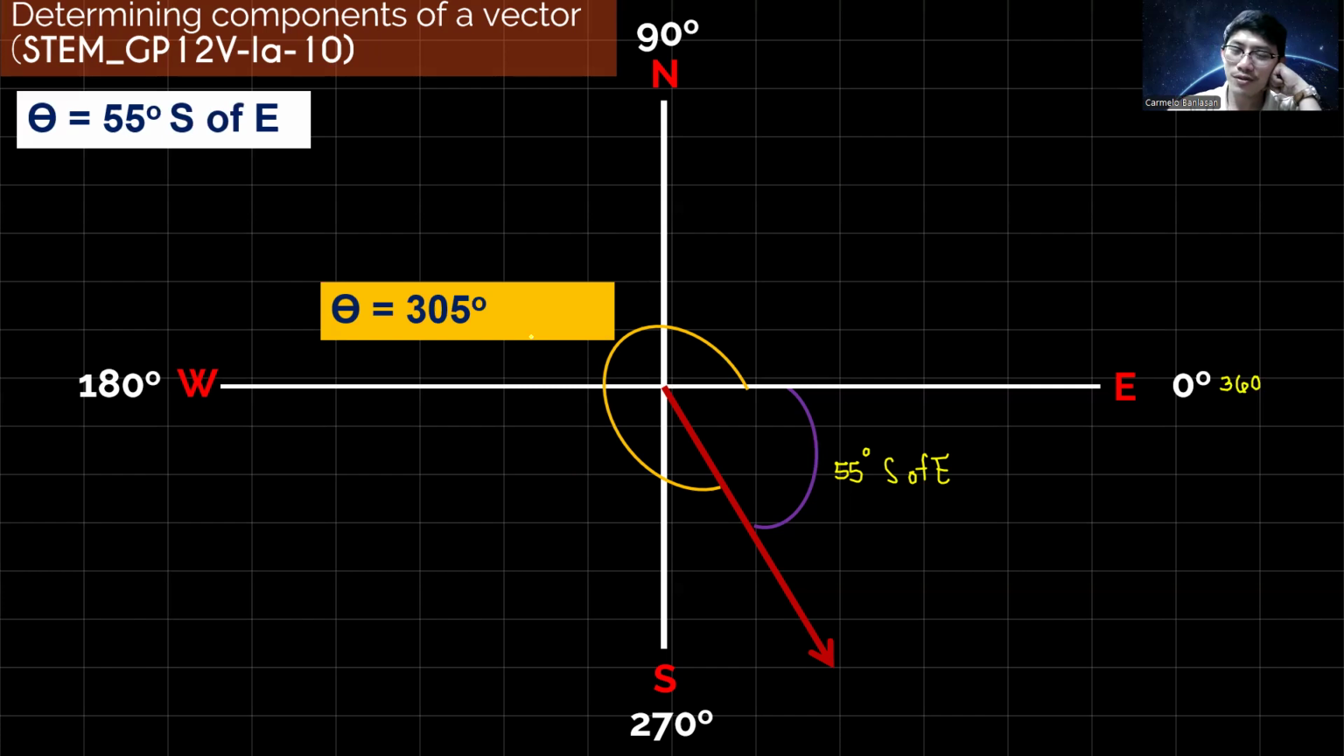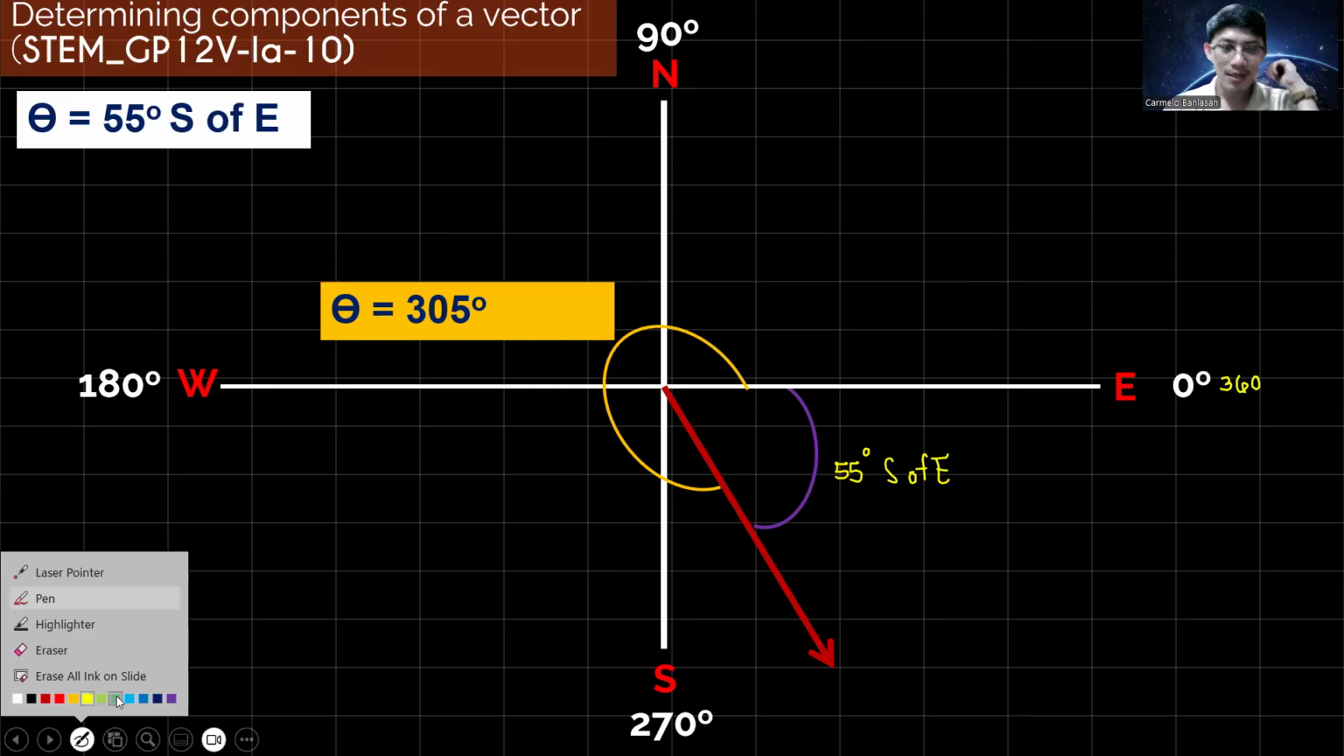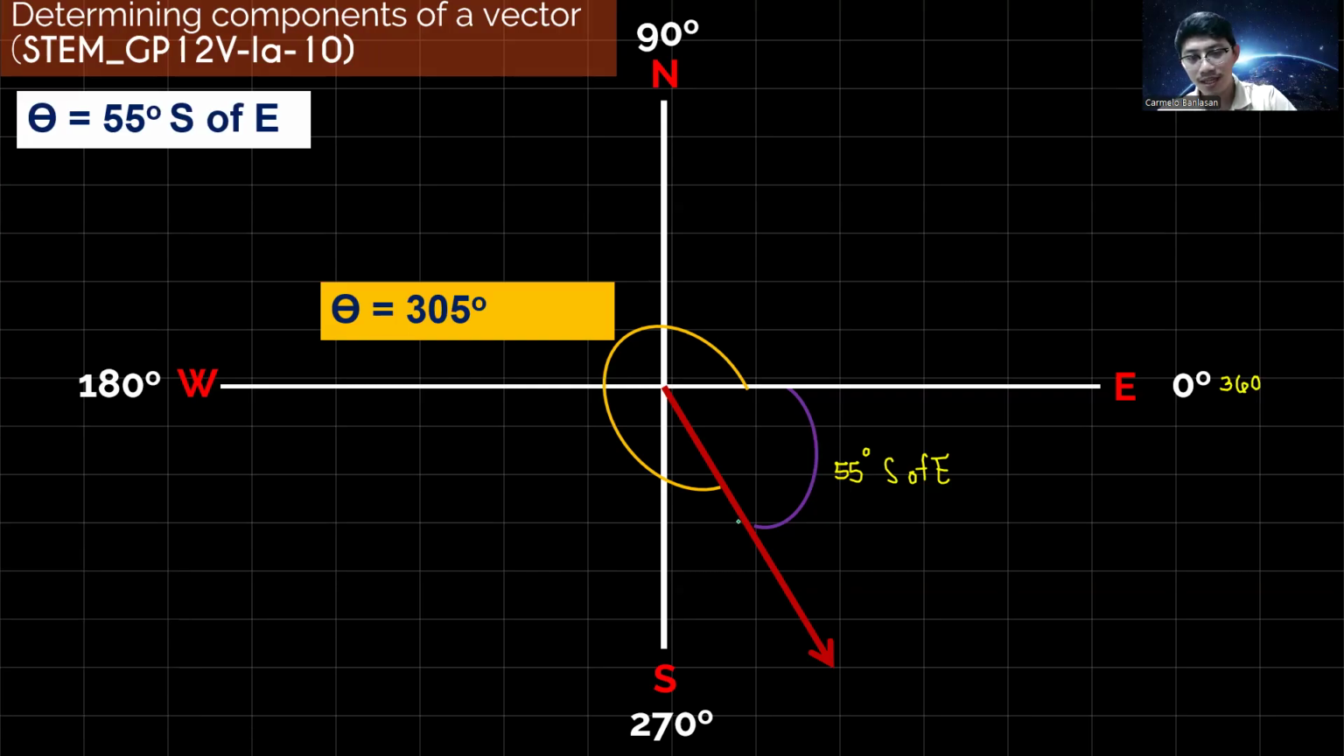Sir, what if we use direction with respect to the south? Of course, you already know that if this is 55 degrees, you know that this must be 35 degrees, right? So that's 90 minus 55, that's 35. So it is east of south. So that's how you convert directions. That's how you describe the directions.